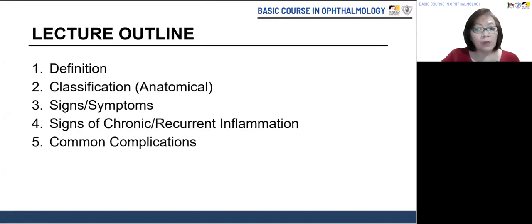This lecture will be divided into three parts. Part 1 will cover items 1 and 2, definition and classification. We will then proceed to the next part, signs and symptoms of the uveitis patient. And finally, Part 3 will cover findings associated with chronic and recurrent episodes of inflammation and subsequently have a brief discussion on common complications of uveitis.